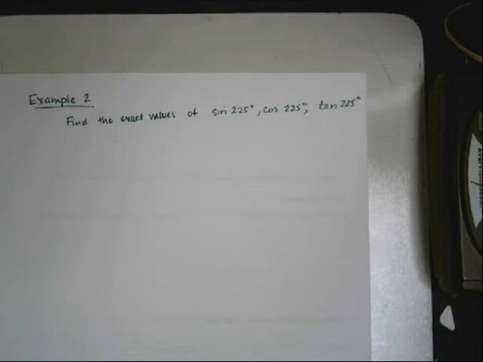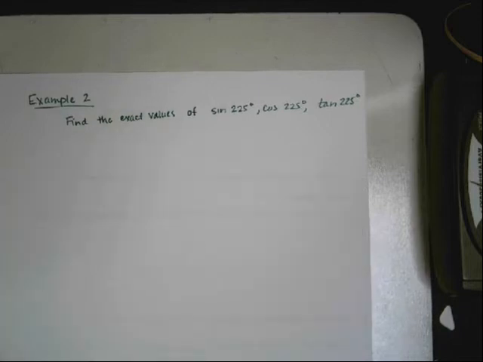All right, so this says find the exact values of sine 225, cosine 225, and tangent 225. Now, when they say exact values, that means don't use your calculator. I don't want the value that your calculator gives me, because that's a decimal, and I don't want that. I want an exact number, which means it's going to be a fraction or might have a radical in it, but it's not a decimal.